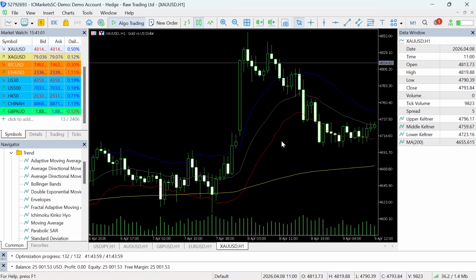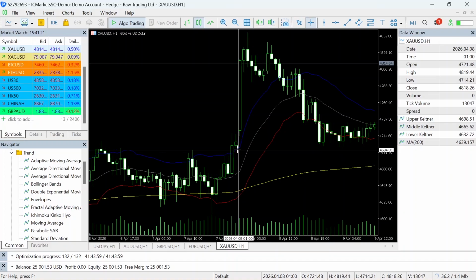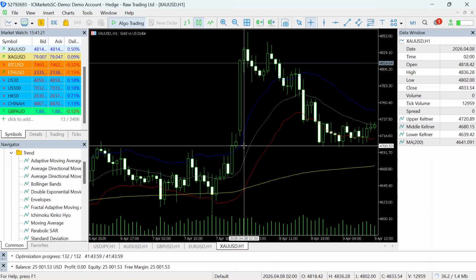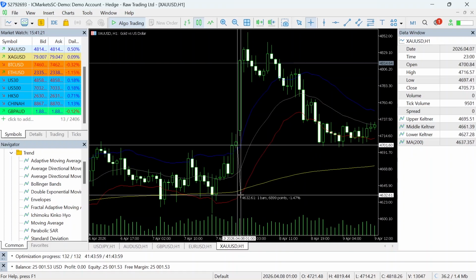So once again, we are going to buy when we are above the 200 exponential moving average. Then we are going to buy when the candle closes and opens above the upper Keltner line, which is this blue line. Our stop loss will be on the lower Keltner line, which is this red line. Then we take profit at reward to risk, or we trail until the market reverses.